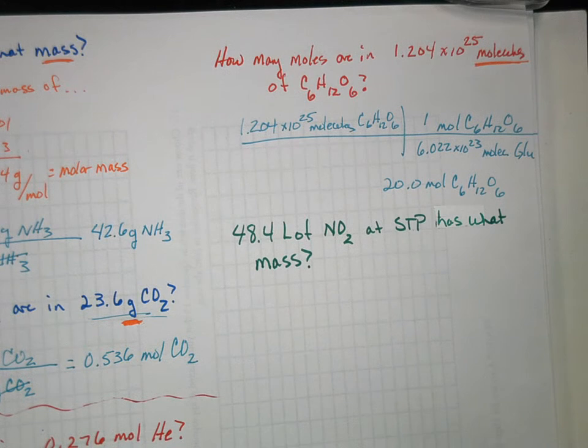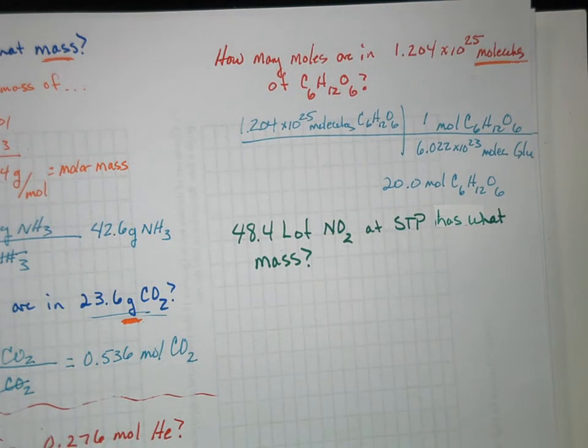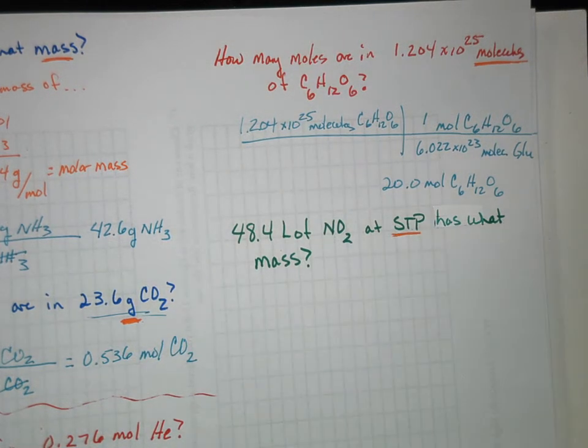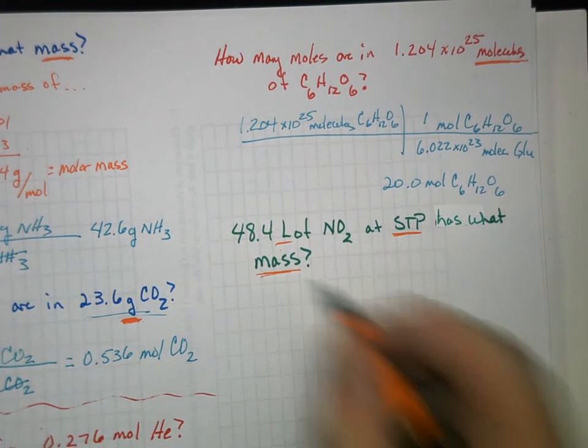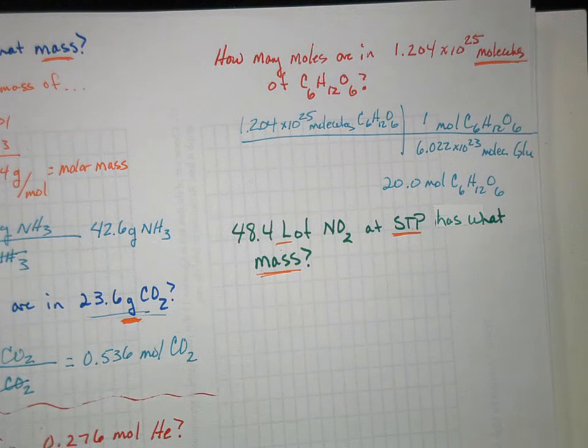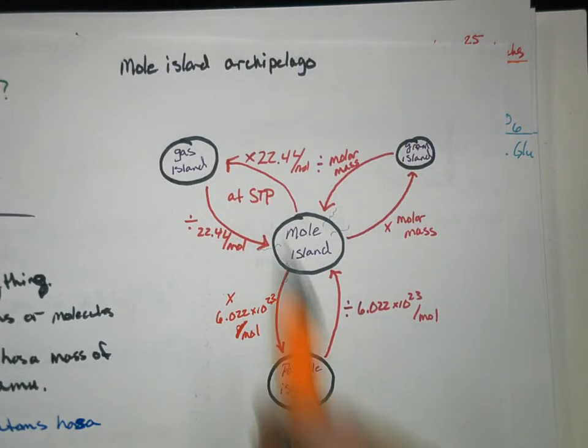So here is the cumulative question to see if we know what we're talking about here. We have 48.4 liters of nitrogen dioxide at STP. And that has what mass? What are our keywords? Okay. STP is a keyword. What else? Liter. What else? Mass. Okay. What island on our archipelago are we going to start on? Gas. We start on Gas Island. Why do you know that?